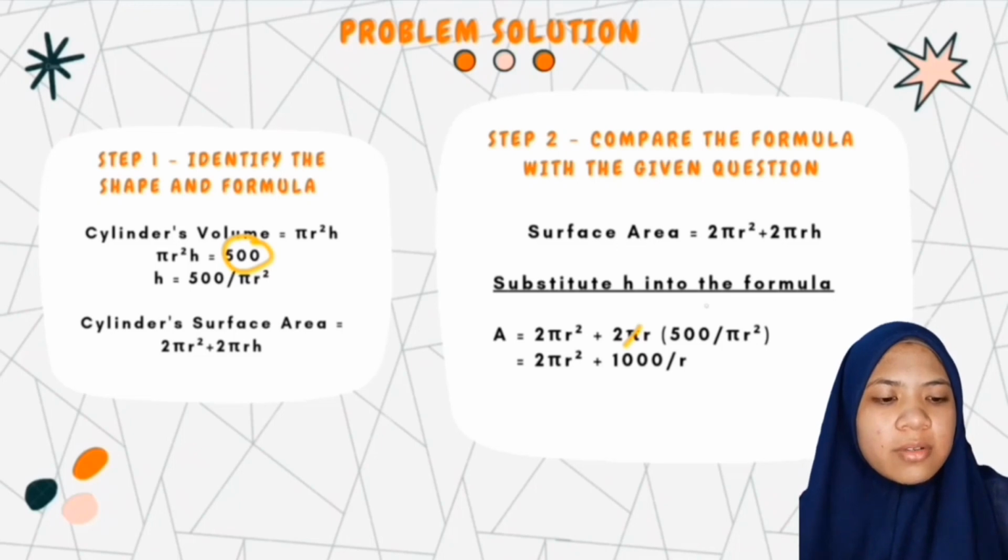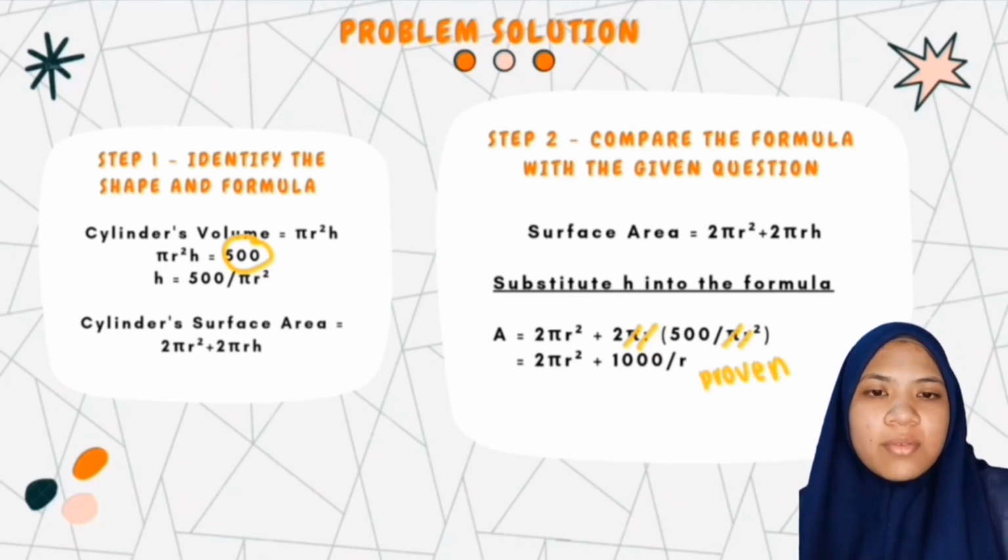So we need to cancel off what was in the formula. Pi cancels off with the pi in the bracket, r cancels off with the r in the bracket. So what was left is 2 pi r squared plus 2 times 500, which is 1000 over r. So this is the solution for this question.